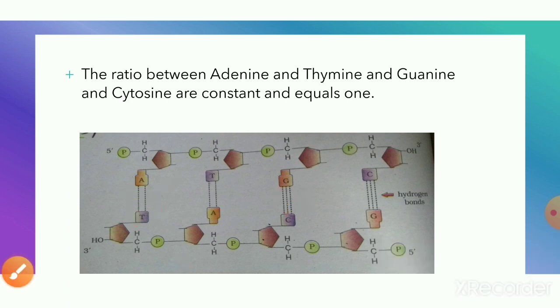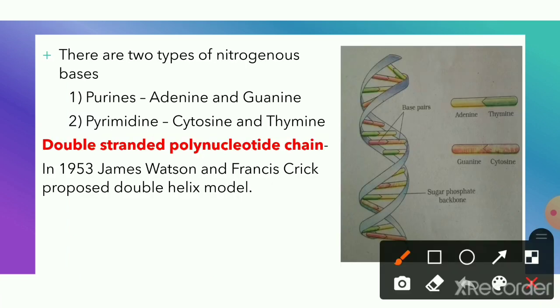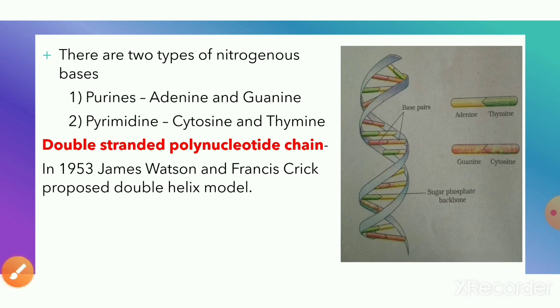The ratio between adenine and thymine, and guanine and cytosine, is constant and equals 1. As a result, a purine base always comes opposite to a pyrimidine base. There are roughly 10 base pairs in each turn of DNA.